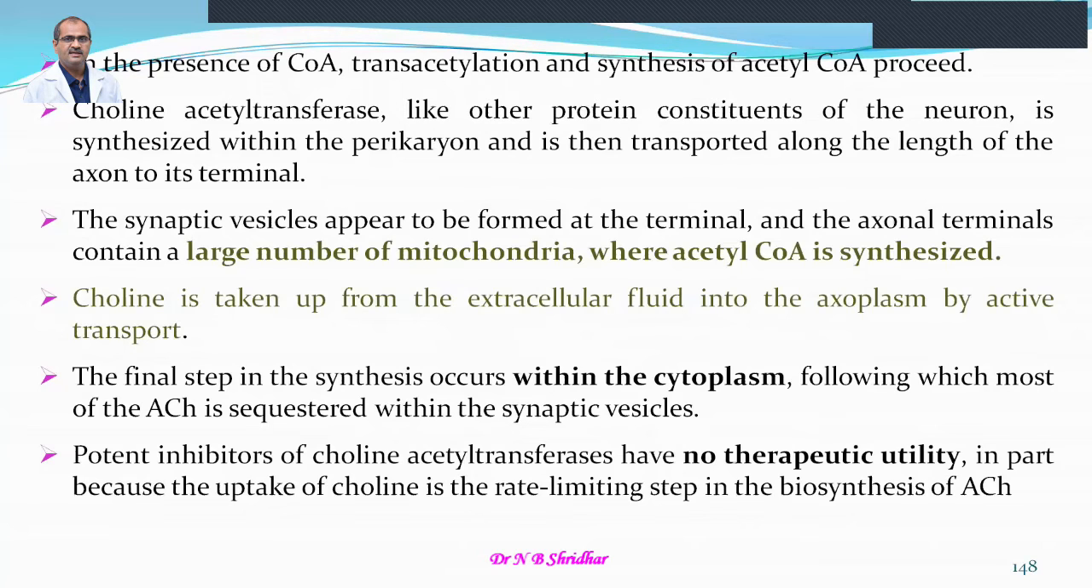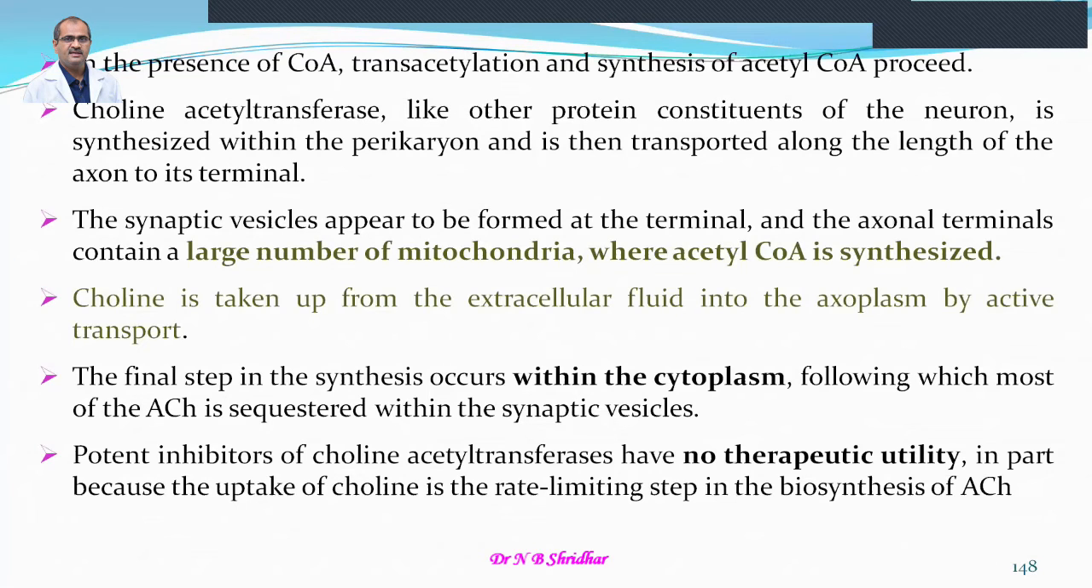So to form acetylcholine we need choline and acetyl-CoA, then the choline needs to be taken up and acetylcholine synthesized. Choline is taken up from the extracellular fluid into the axoplasm. Imagine the neuronal terminal: the choline is taken up by active transport, because choline is a fairly big molecule. Then it combines with the synthesized acetyl-CoA through the choline acetyltransferase enzyme. The final step in the synthesis occurs within the cytoplasm, following which most of the acetylcholine is sequestered within the synaptic vesicles.